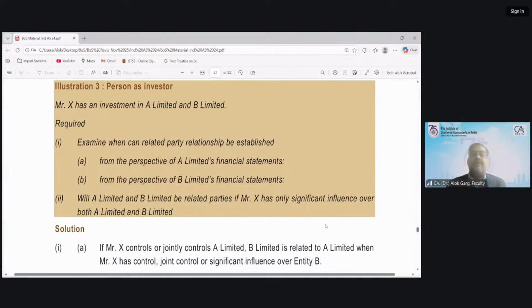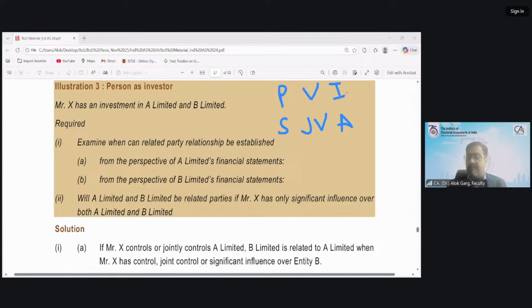Illustration number 3, person as an investor. When the word investor is used, see how the relationship works. Let me tell you. If one entity is a subsidiary, the other one is known as a parent. If one entity is joint venture, the other one is known as a venturer. If one entity is associate, the other one is known as an investor. Right?